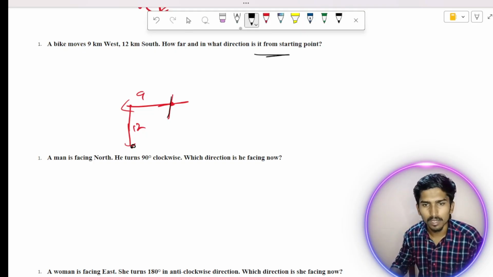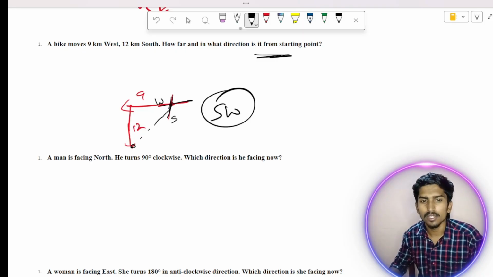We can easily say what the direction of the ending point is from the starting point. You should remember, from the starting point means you should make a plus symbol. This is south, this is west. So it is between south and west. What is the answer? Southwest is the answer for direction.